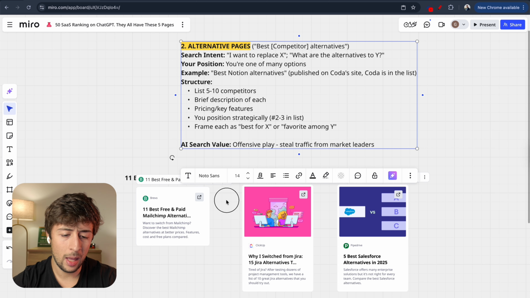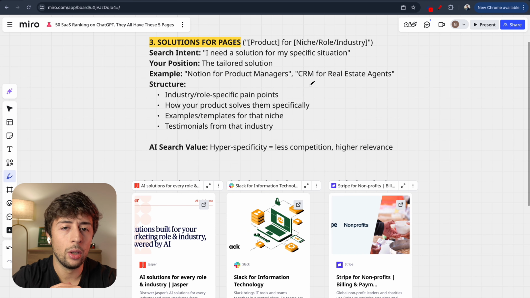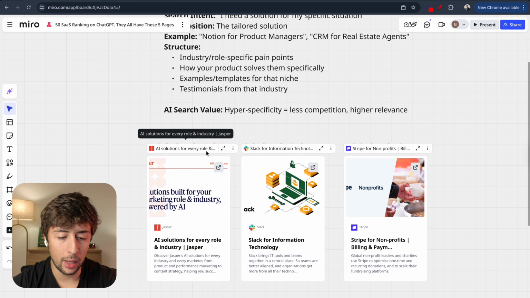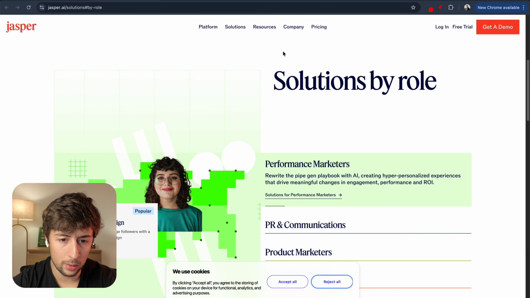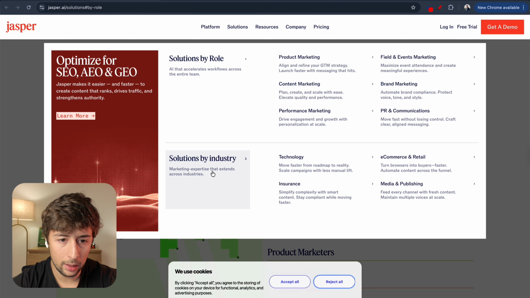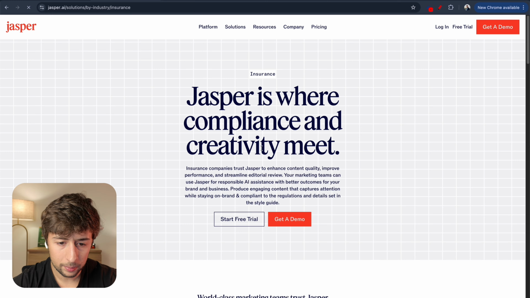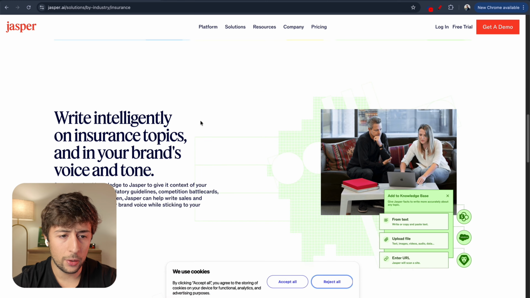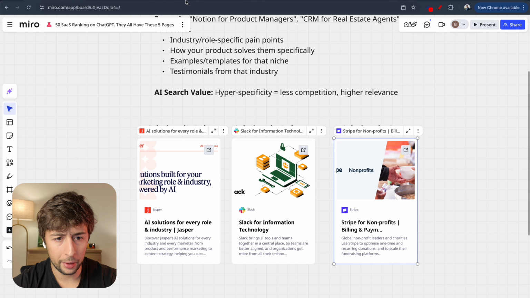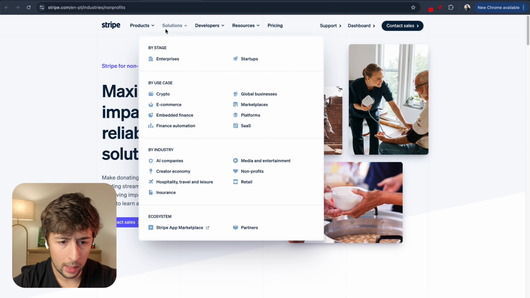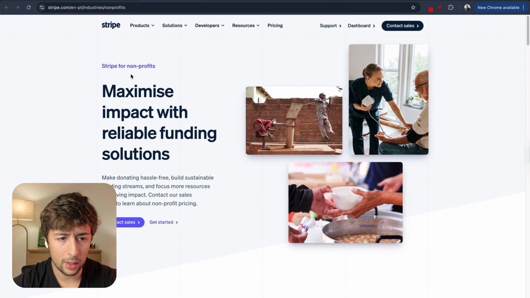So the other ones are solutions. Solutions is basically niching down or segmenting your product based on the industry or role that you're targeting. So for instance, here we have Jasper. They have quite a good solutions page. They have solutions by role, by industry. So you can see the use cases for that specific industry or role. Also, I think Stripe is very good at this. Yeah, they even have it by stage, industry, ecosystem.